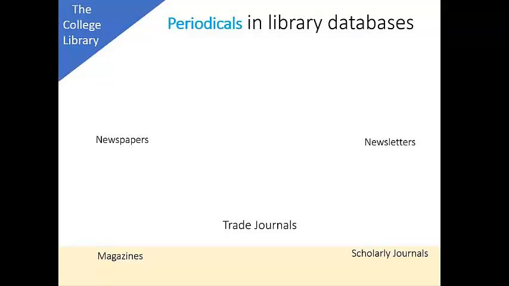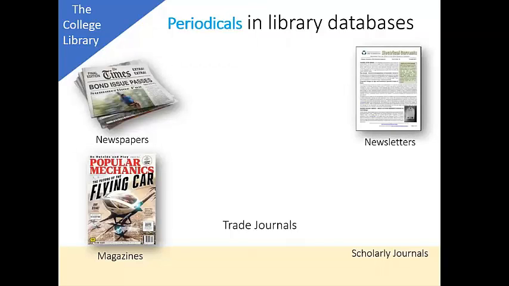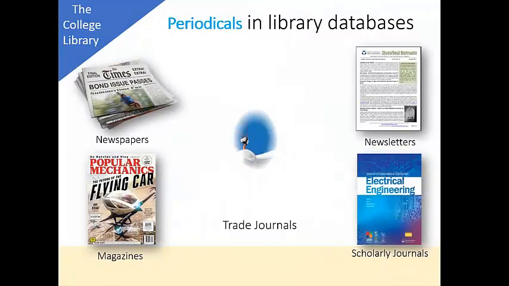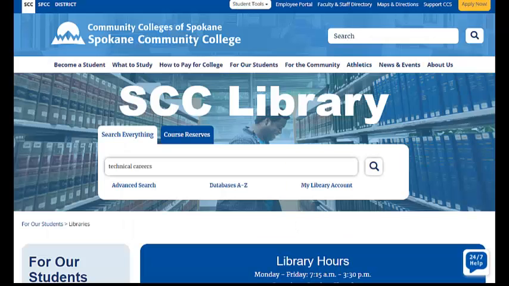In this demonstration, you'll see two databases which contain periodical articles from newspapers, magazines, newsletters, scholarly journals, and trade journals, also called trade publications. Remember that you must access these commercial databases through the college library website. They're not freely available to the public. Start your research at the library's homepage and ask for help anytime if you have questions.